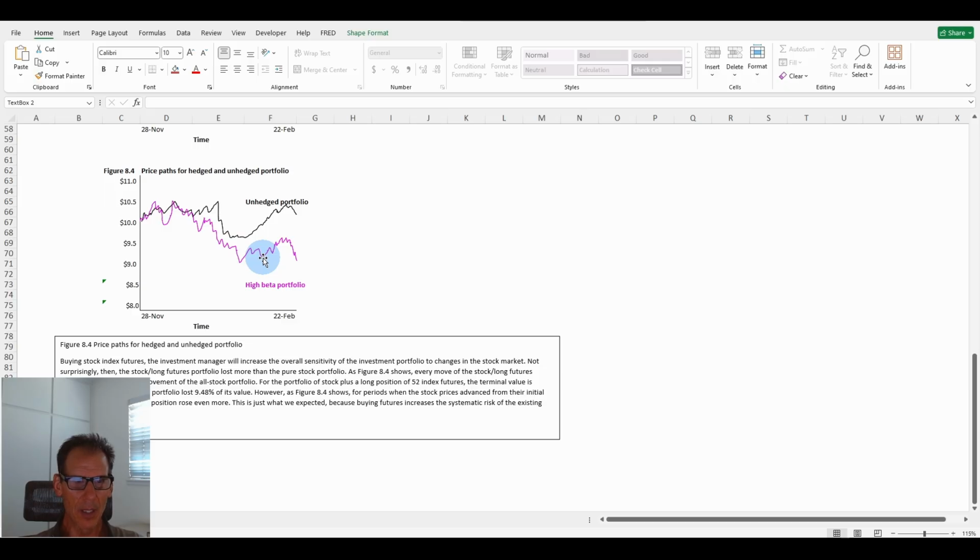So he lost $1 million. It's only money. Lost 9.48% of its value and his job. However, as figure 8.4 shows, for periods when the stock price advanced, if you're bullish and you're right, you're going to make money. If you're bullish and the market goes against you, this magenta color is going to be negative.